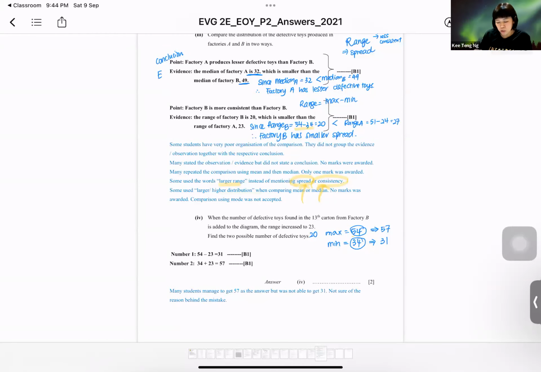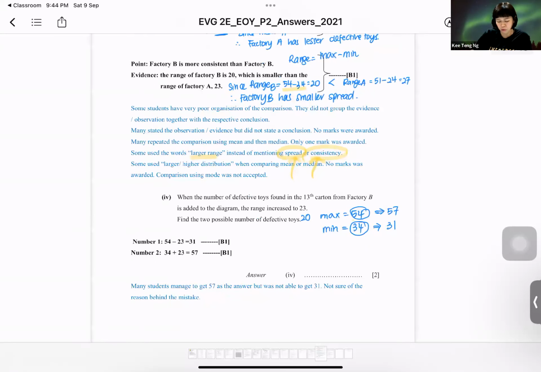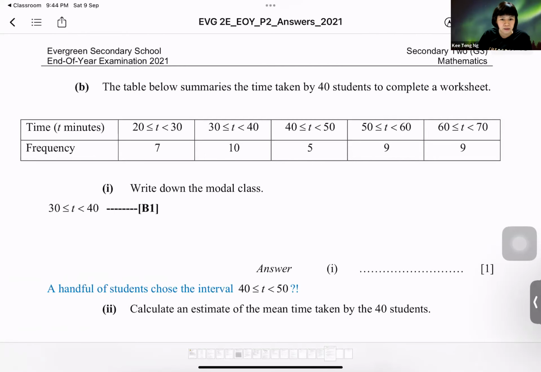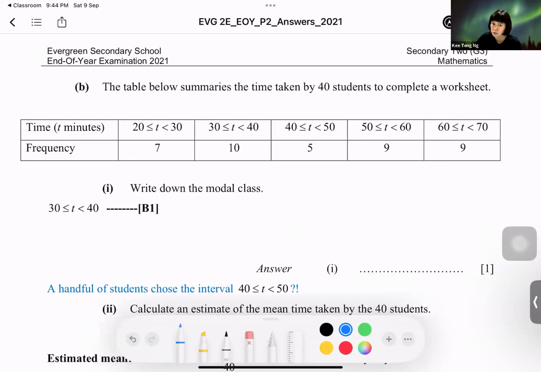Okay, if yes, then let us proceed to our last part of our question. This one is a giveaway question. It is so standard. Students, if this question comes out, you must memorize how to do this kind of question. This is like a pure calculation question. It's a must know how to do. The table summarizes the time taken by 40 students to complete a worksheet, and you notice that this is the timing given in intervals, right? So that means the actual raw data is not given, and we probably need to do some estimation if we are to calculate the mean, right?